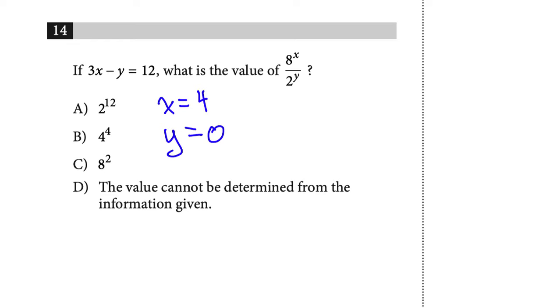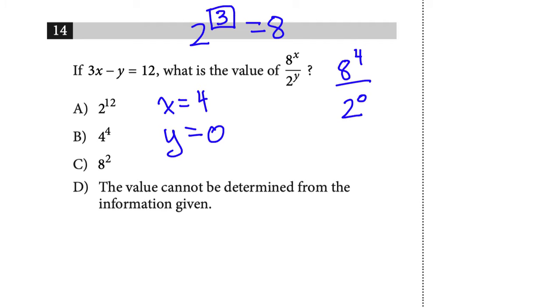8 to the power of 4 over 2 to the power of 0. That is a big, big number. This one requires rules of exponents, unfortunately. So I'm realizing this is not the quickest way to do it anymore. You can do it this way, but I'm going to have to do some tricky math. 2 to the power of what is equal to 8? 2 to the power of 2 is 4. 2 to the power of 4 is 16. 2 to the power of 3 is 8.